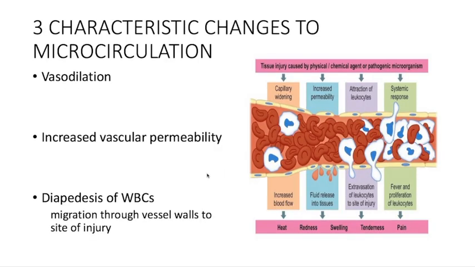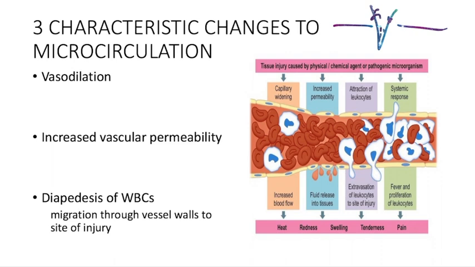So what does this look like? We have three characteristic changes to the microcirculation. So we have that tissue injury caused by a physical or chemical agent, or pathogenic microorganism. So this is basically that a nail comes through the skin. We know that it was dipped in manure, so we know there are microorganisms on it. Now what's going to happen?